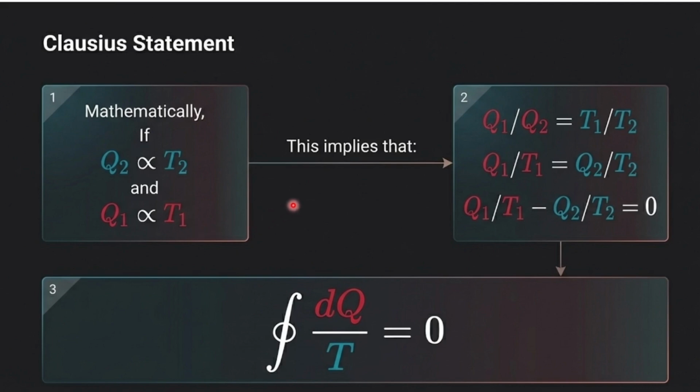From this expression and from the mathematical expression which we had, which was Q/T = K, we can establish that heat energy of the source divided by heat energy of the sink will be equal to temperature of the source divided by temperature of the sink. If you do some algebra here, you will see that Q1/T1 will be equal to Q2/T2. Send this one to the left-hand side and you get Q1/T1 minus Q2/T2 is equal to 0.